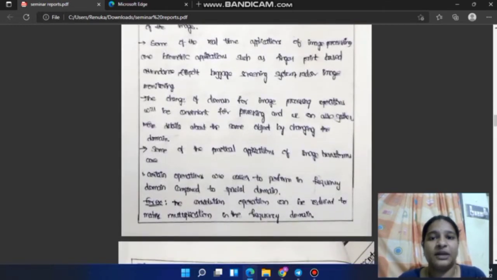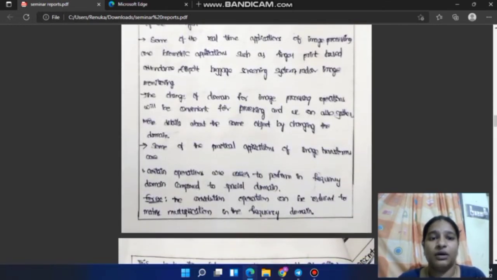Some of the real applications of image processing are biometric applications such as fingerprint based attendance, airplane baggage screening systems, and radar image monitoring. The change of domain for image processing operations will be convenient for processing, and we can also gather more details about the same object by changing the domain.